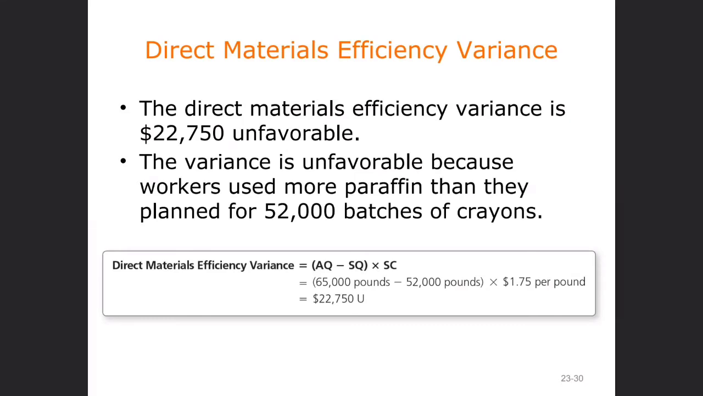The direct materials efficiency variance is 22,750 unfavorable. The variance is unfavorable because workers used more paraffin than they planned for the crayons. So for the direct materials efficiency variance, we took 65,000 pounds minus the 52,000 pounds times $1.75 per pound, and that gave us 22,750 unfavorable.